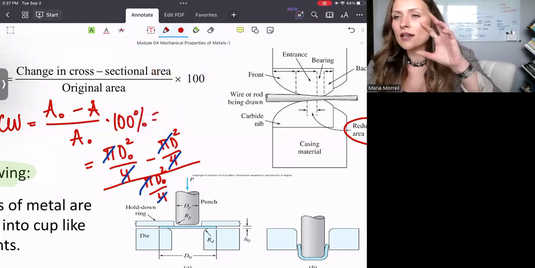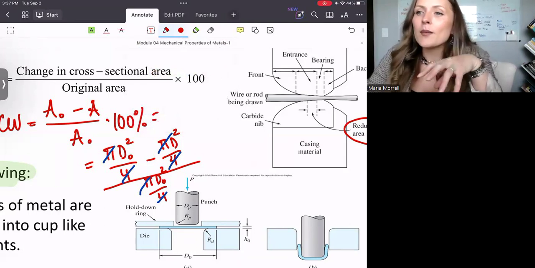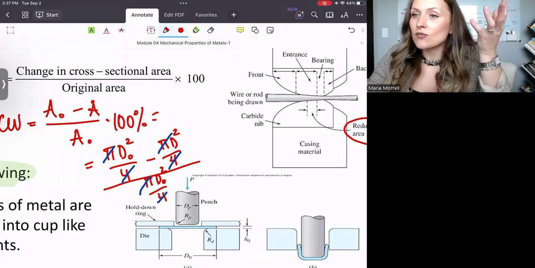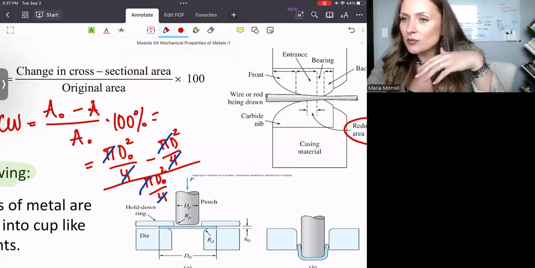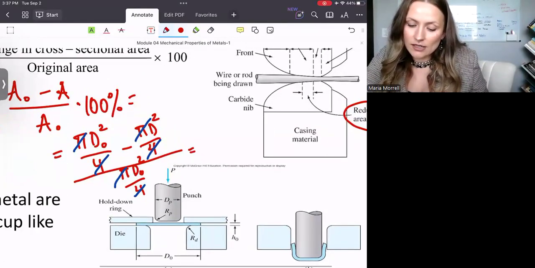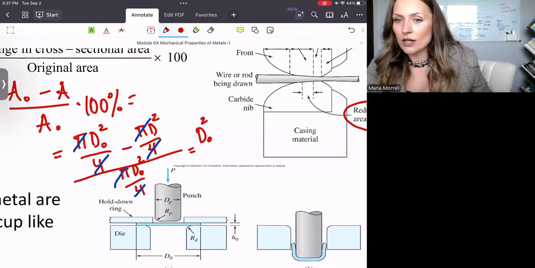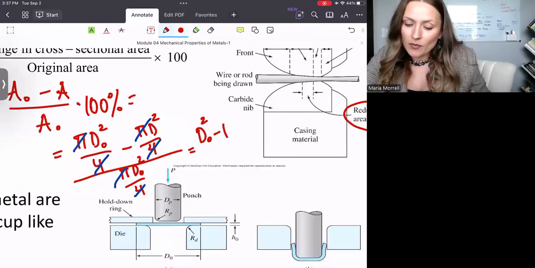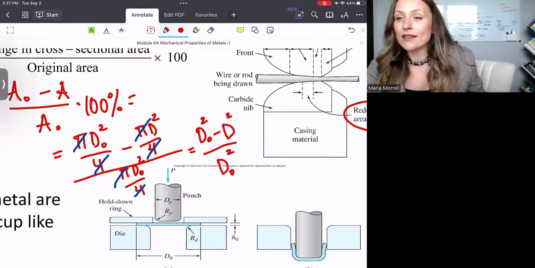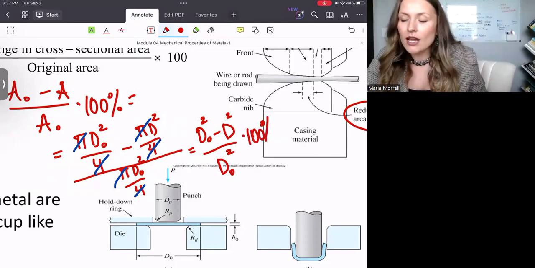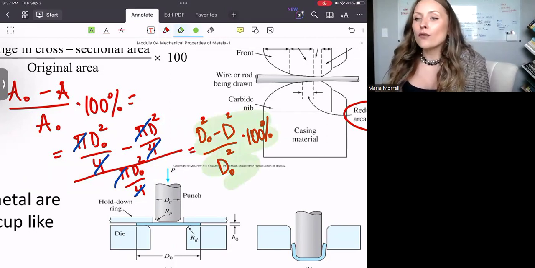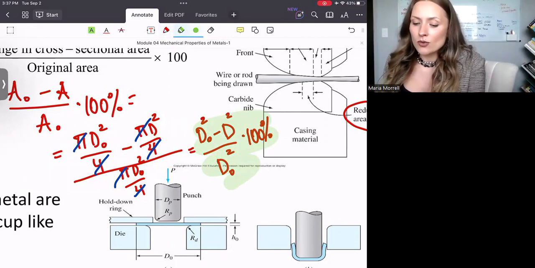I'm just trying to, as I keep saying, reduce the cross-sectional area. But sometimes calculating the entire cross-sectional area is just additional work. So I'm trying to simplify it to a measurement that you can actually get very easily and use right away, which is going to be the diameters, right? So it's going to be the initial diameter squared minus d squared, divided by the initial diameter squared. And obviously you multiply it by 100%. And this is how we find the percent cold work for the wire drawing process.